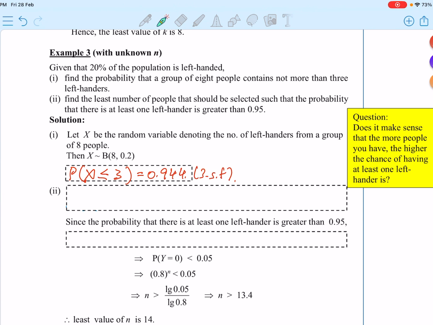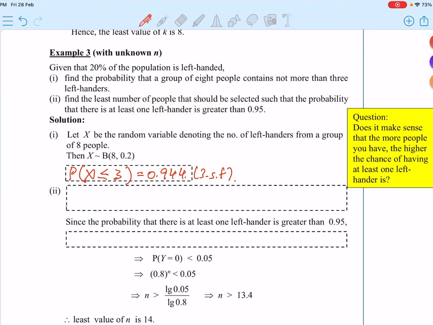For part 2, you're looking to find the least number of people that should be selected such that the probability that there is at least one left-hander is greater than 0.95. The issue is you do not know what the number is, so you have to define a new random variable. The case of success is still left-hander.